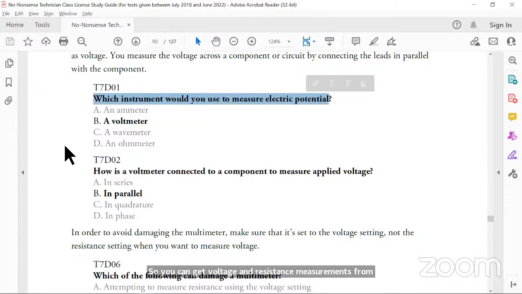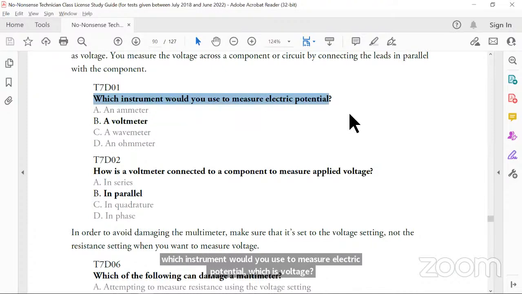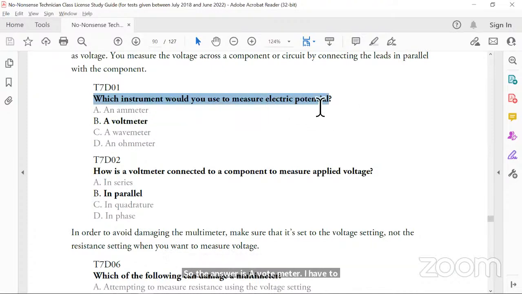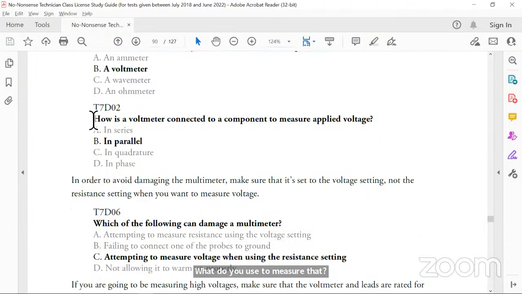Which instrument would you use to measure electric potential, which is voltage? So the answer is a voltmeter. Right? So remember, electric potential or electromotive force is voltage. What do you use to measure that? Well, a voltmeter. It's voltage, right?